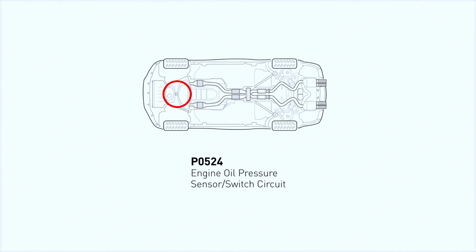The P0524 code is set if the computer detects an unusually high oil pressure reading from the engine oil pressure sensor or switch. This can be caused by a defective sensor, wiring issues, mechanical faults in the oil pump, or restricted oil passages.